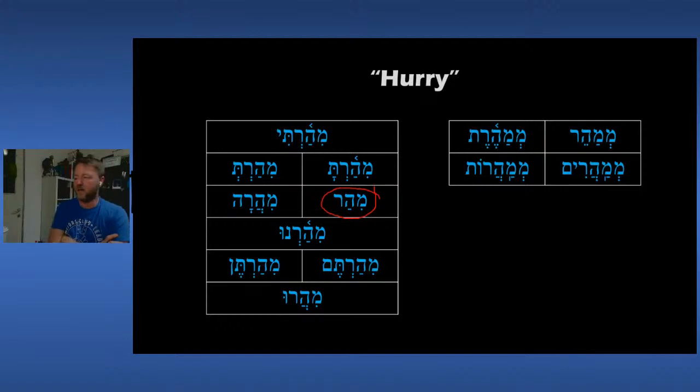Miharti, I hurried. Ani miharti. Ata miharta. At mihart. Hu mihar. He mihara. Okay, the guttural doesn't want the vocal shva, so it takes a composite shva instead. Mihara. He hurried. Miharnu, we hurried. Mihartem, miharten, miharu. Miharu, they hurried.